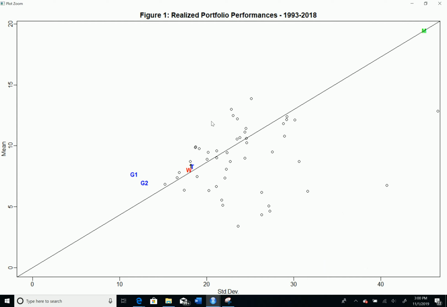I've gone ahead and plotted the tangency and the market portfolio, and you can see that of all the optimized and unoptimized portfolios, the global minimum variance portfolio with no index-based covariance matrices was the best performing over our sample period.